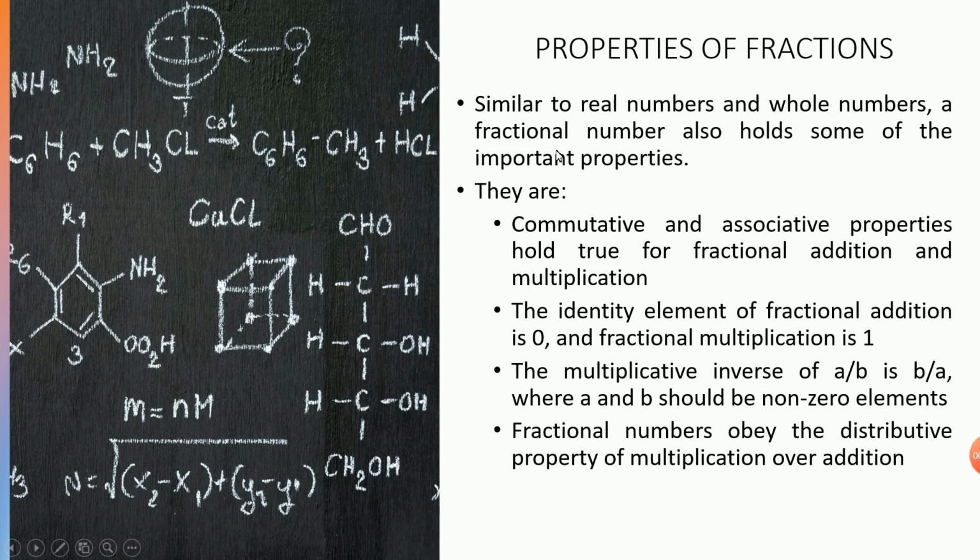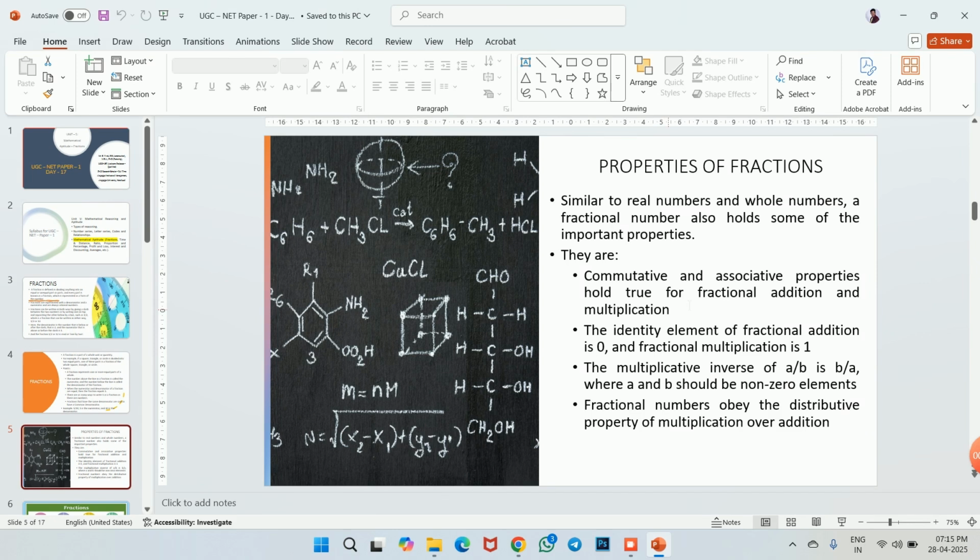So here the properties are that commutative and associative properties hold true for fractional addition and multiplication. See, commutative, I think in a Venn diagram, if you go for De Morgan's law, there are certain properties collectively known as commutative and associative, whether it would be plus or minus. I think it would come like this. Let me type it.